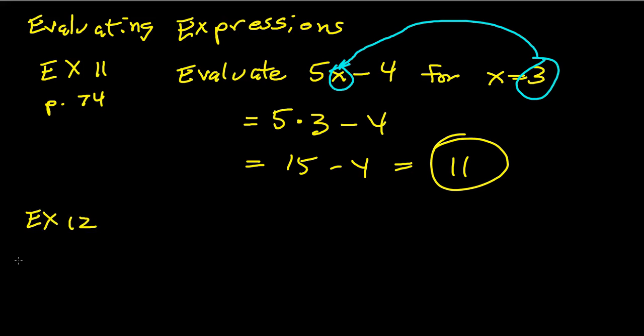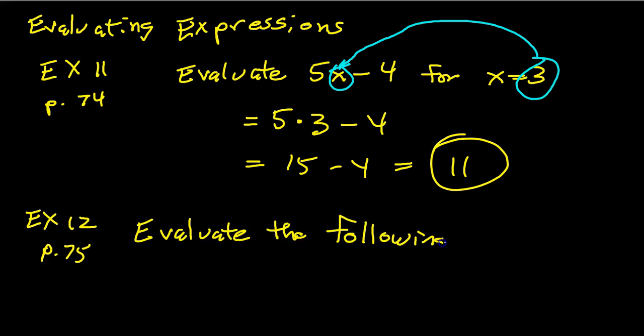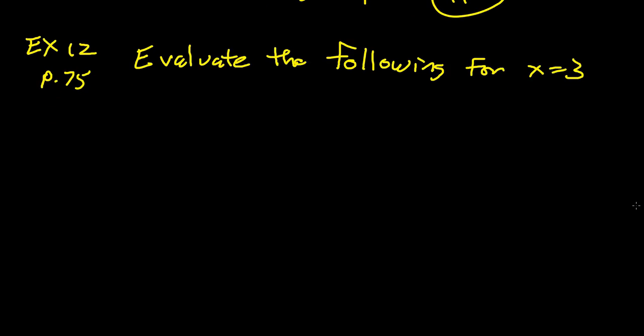Example 12, on page 75, right at the top of the page. And we'll say evaluate the following. We're going to give you 3 expressions here for the same value of x. X equals 3 as in the last example. And the author gives us 3 different expressions.